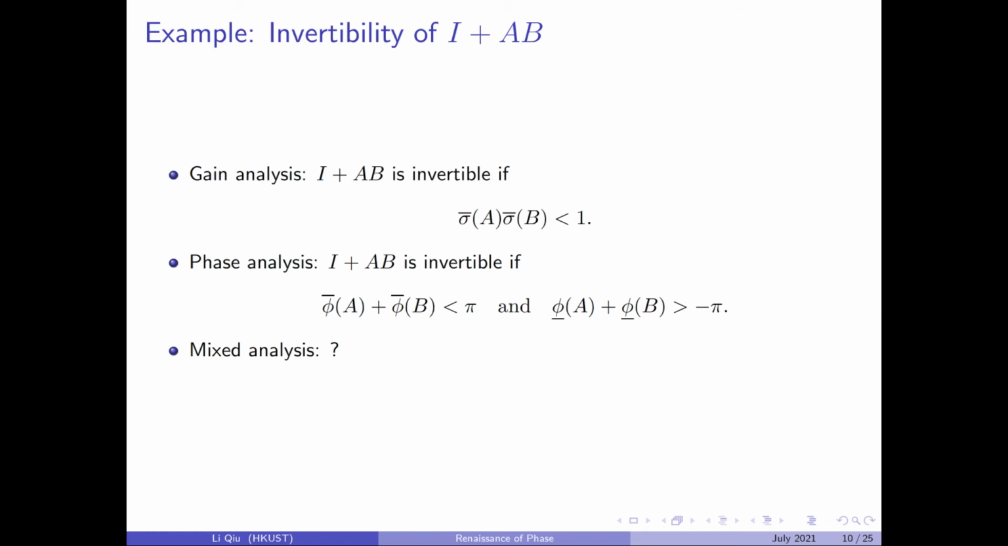Now with the addition of the phase concept, we can say something similar actually. I plus AB is invertible if the largest phase of A plus the largest phase of B is upper bounded by pi, and the smallest phase of A and the smallest phase of B added together is lower bounded by minus pi. Then we get the invertibility.